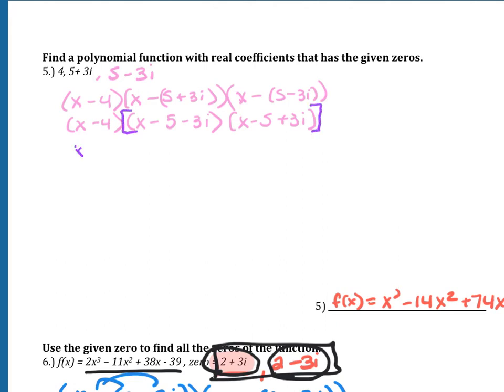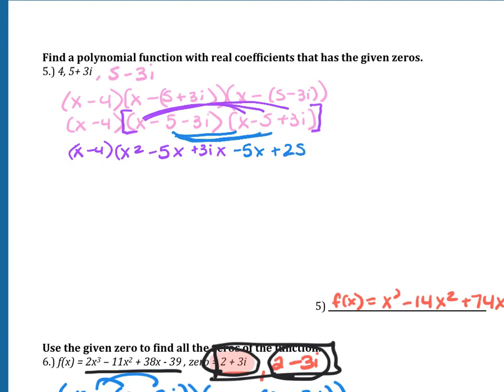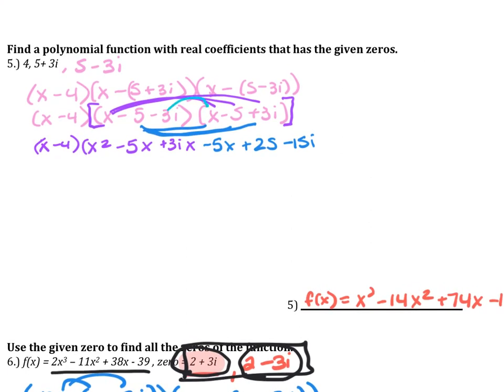So I do x minus 4, x times x, x squared, x times negative 5, negative 5x, x times 3i, 3ix. Negative 5 times x. Negative 5 times negative 5. Negative 5 times 3i. Negative 3i times x. Negative 3i times 5. Negative 3i times 3i, negative 9i squared.